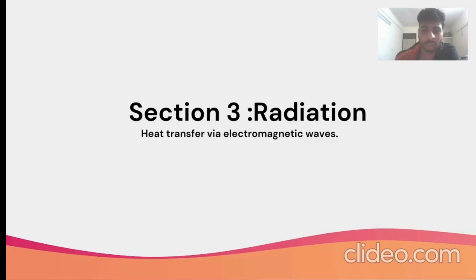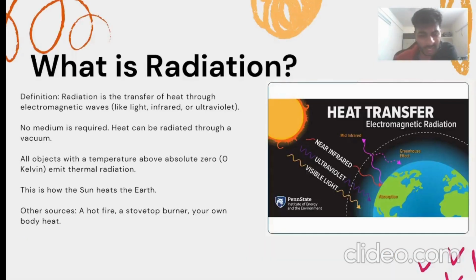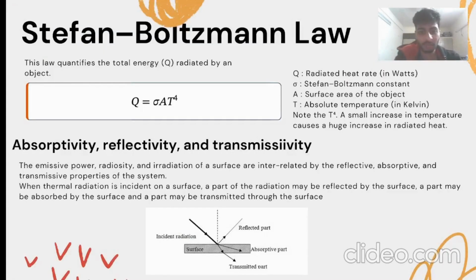Now moving to the third mode, radiation. Radiation is the transfer of heat through electromagnetic waves like infrared or visible light. Unlike conduction or convection, radiation requires no medium. It can occur even through a vacuum. The image here shows the sun transferring heat to the earth through empty space. The principle is that all bodies above absolute zero temperature emit radiation, and the amount depends on their temperature and surface properties.